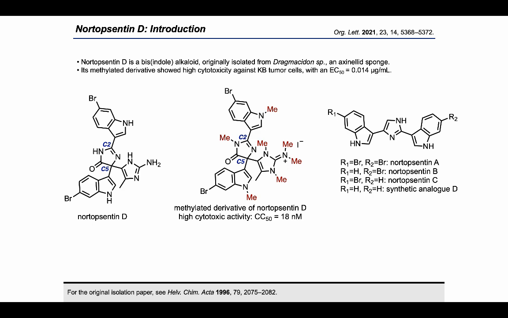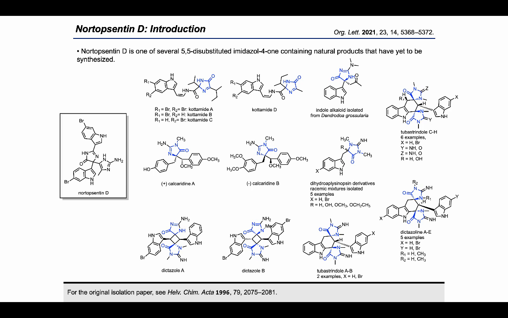Nortopsentin D is one of several known 5,5-disubstituted imidazol-4-one containing natural products. Of the products highlighted on this slide, only four have been previously synthesized through very substrate-specific linear paths. At this point, it was very evident that there was a lack of robust convergent strategies for the formation of imidazol-4-ones, specifically their complex tertiary carbon, that can then be applied to the synthesis of these natural products. With that in mind, I came up with a highly convergent retrosynthetic strategy.